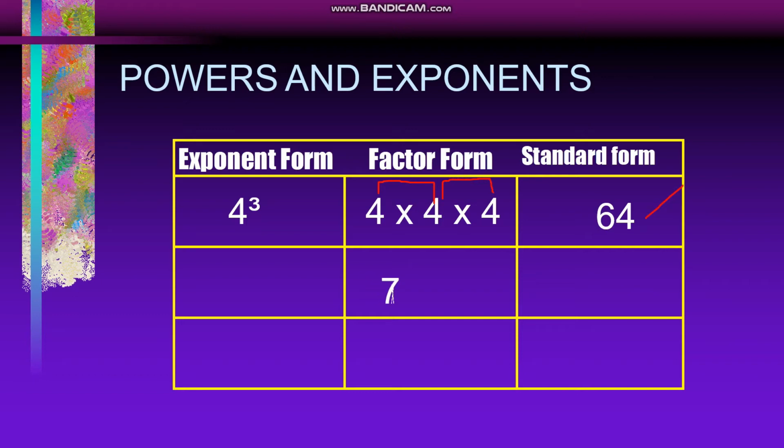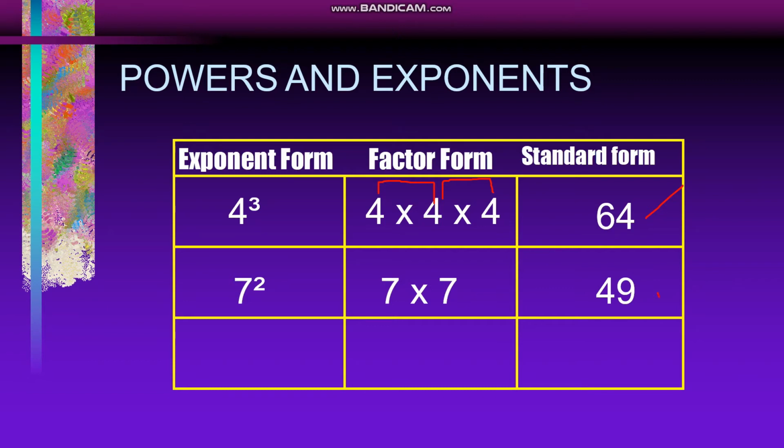What if the given is the factor form, and you're going to find the exponent form? So, 7 times 7: what is the exponential form? What is the base? The base is 7, and how many times is 7 repeated? It should be 2 times. That's why the exponent form is 7 squared. And 7 squared is 7 times 7, which is equivalent to 49, and that is what we call the standard form.